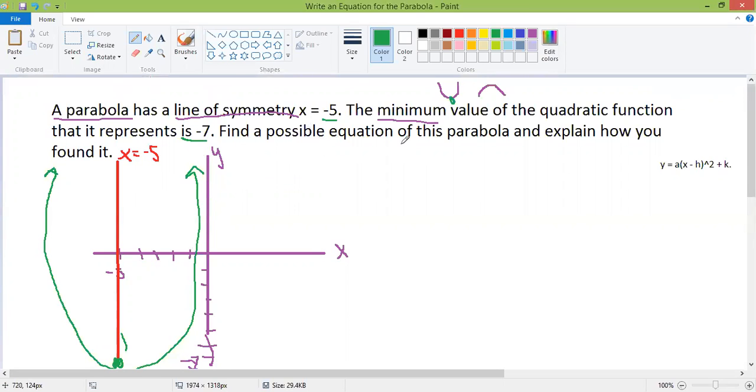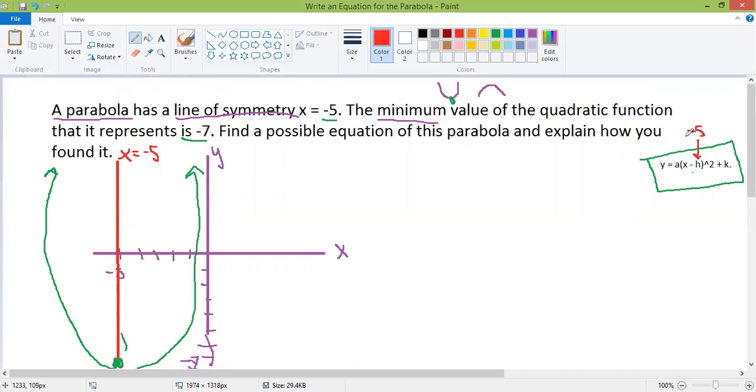Now it says find a possible equation of this parabola and explain how you found it. Well, in order to find an equation, we need to use the form of a quadratic function, and we like the vertex form. The reason why we want to use the vertex form is because we can figure out the vertex. We know the axis of symmetry is -5, so this h right here, we're going to substitute -5 for h. So that's where that -5 comes in.